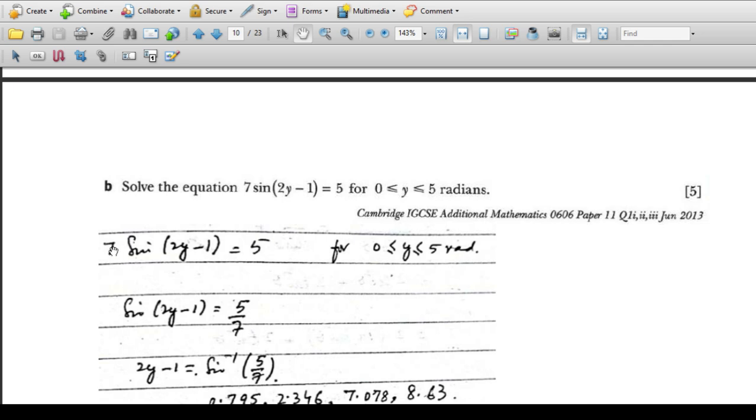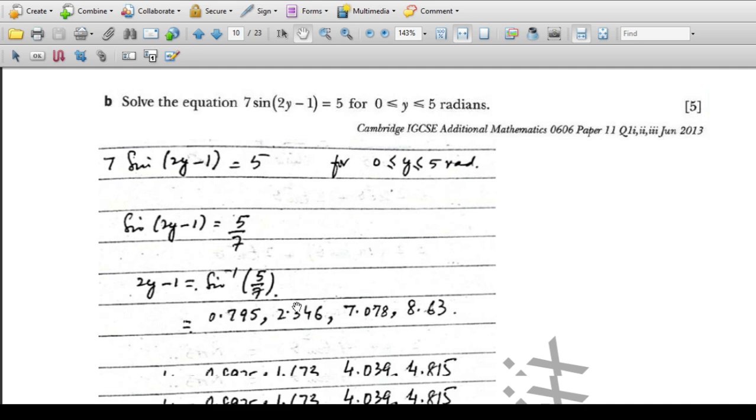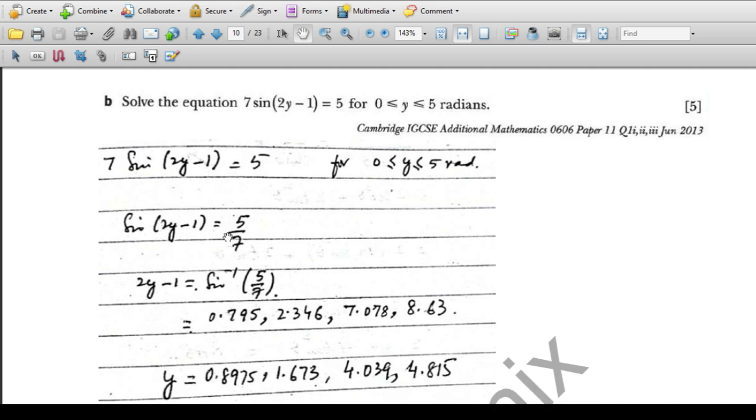So we can move the 7 to the denominator on the other side, crossing sides. We divide the equation on both sides by 7, and we obtain this result. Then 2y minus 1 is equal to sine inverse of 5 upon 7. And we know that sine is positive in the first and second quadrant, and afterward it will repeat.